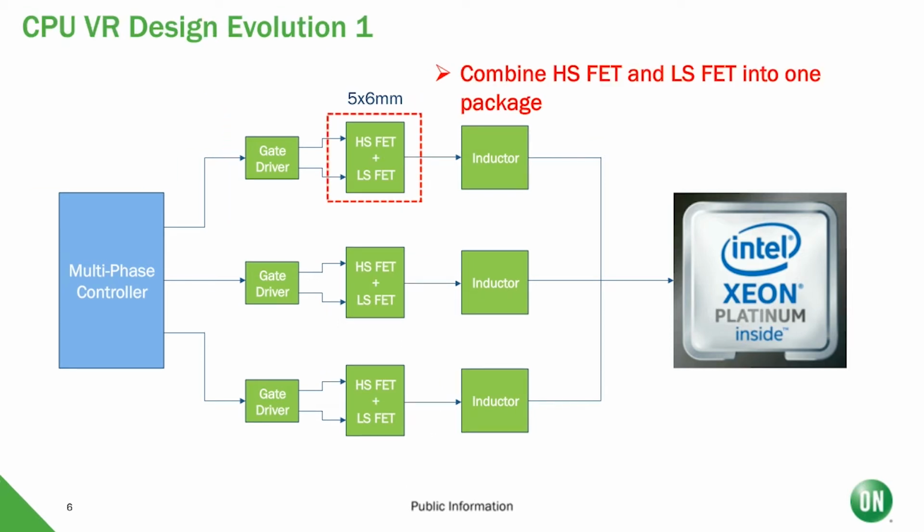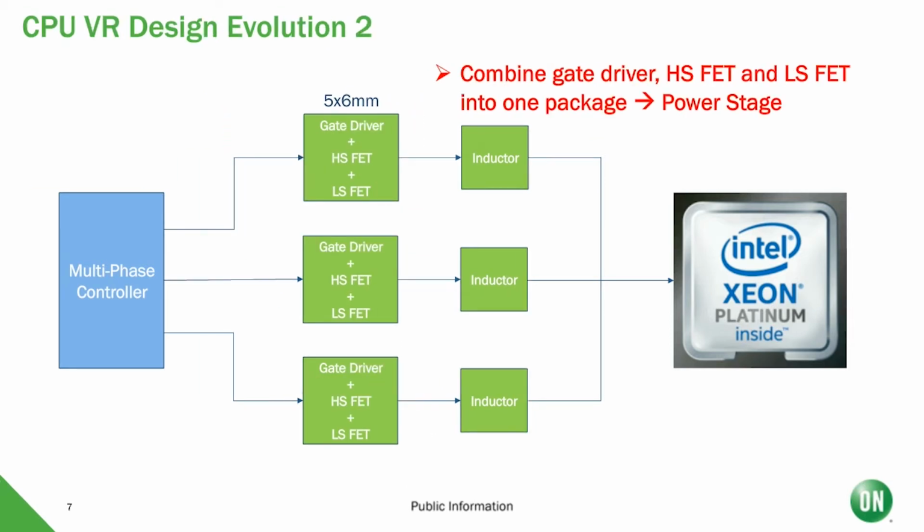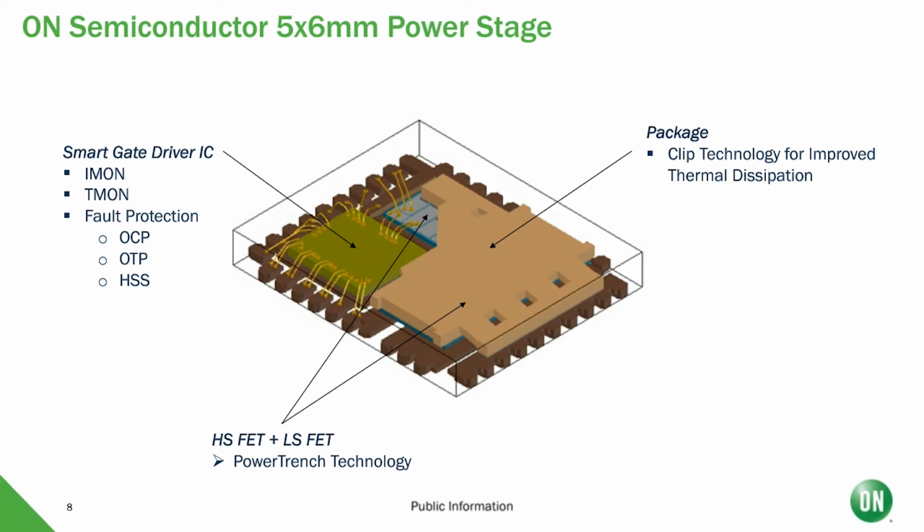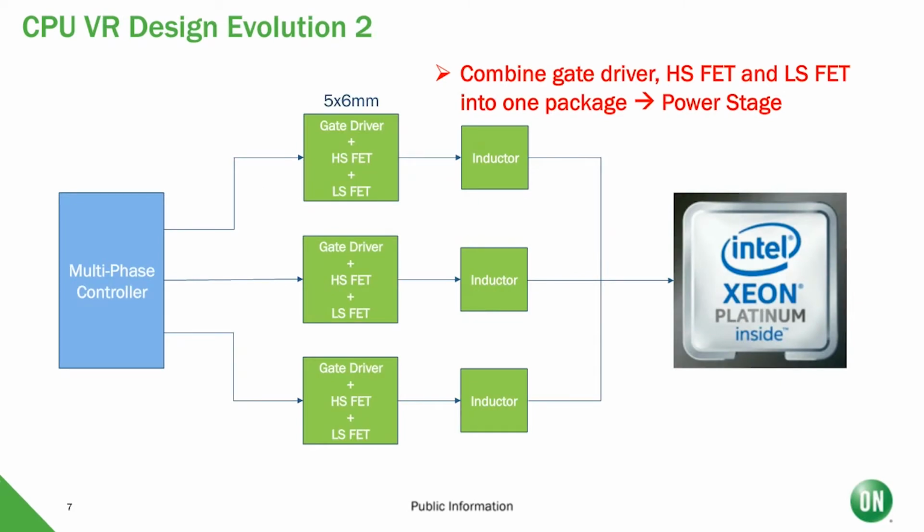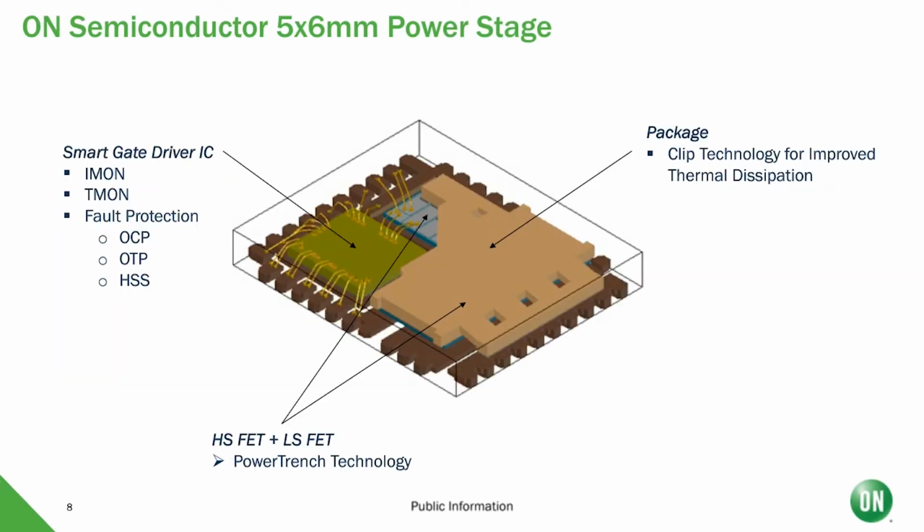Okay, here I am showing a typical cross section of our power stage. Sorry, by the way, we call this the power stage, where we combine the gate driver, high side FET, and the low side FET together. It's called a power stage. So here is a typical cross section of a 5x6 power stage.